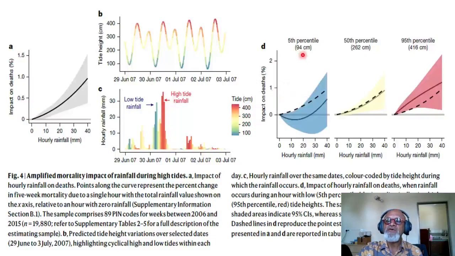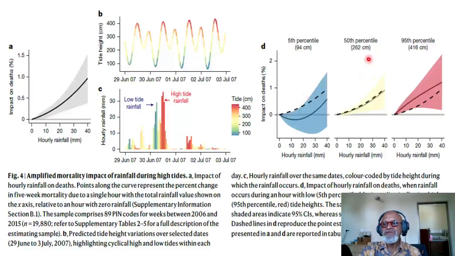You can look at that again on impact on tides. So when the tide is low at 94 centimeters, in the 5th percentile, you can see that the impact on deaths goes like this. This is the dashed line here. These are point estimates. Dashed lines reproduce the point estimates from A here. So there is some way of making sure that you are tracking both estimated deaths at low tides versus all deaths.